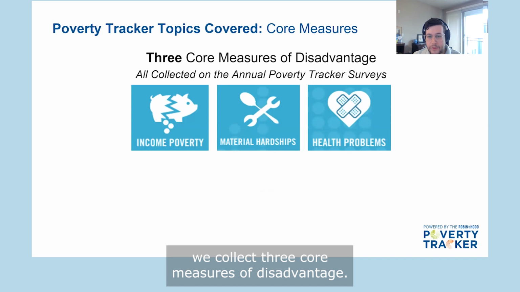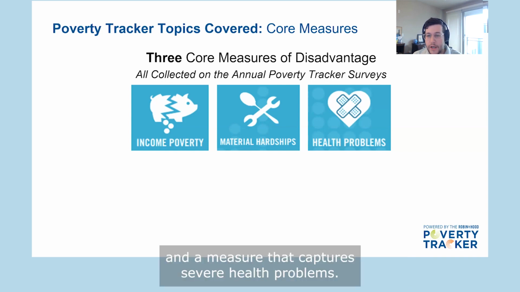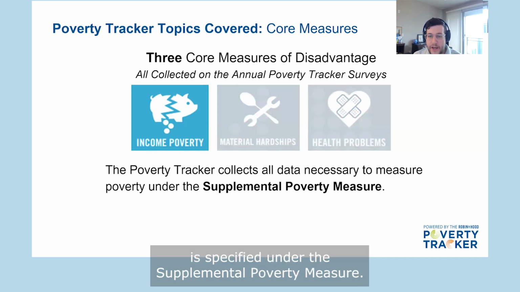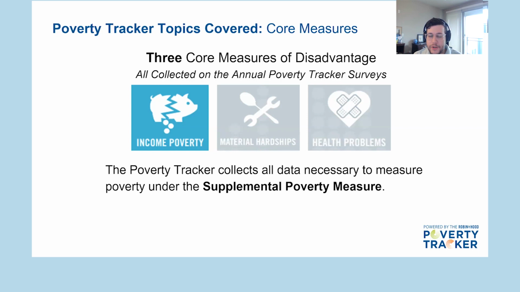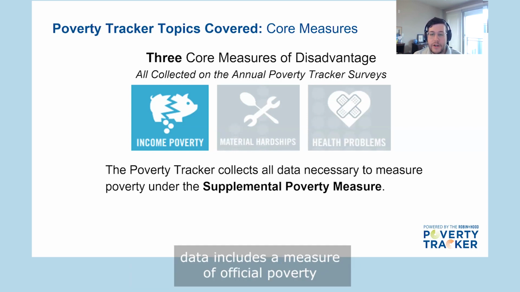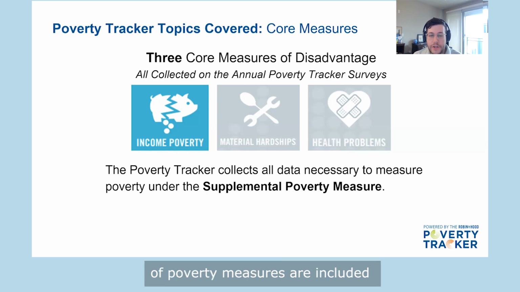In line with these goals, we collect 3 core measures of disadvantage, which we mentioned. This includes our income poverty measure, our measure of material hardship, and a measure that captures severe health problems. Our core measure of poverty is that specified under the Supplemental Poverty Measure. In addition to the Supplemental Poverty Measure, the Poverty Tracker data includes a measure of official poverty, and all the individual components on both the income and expense side of these poverty measures are included in the public use Poverty Tracker data files.